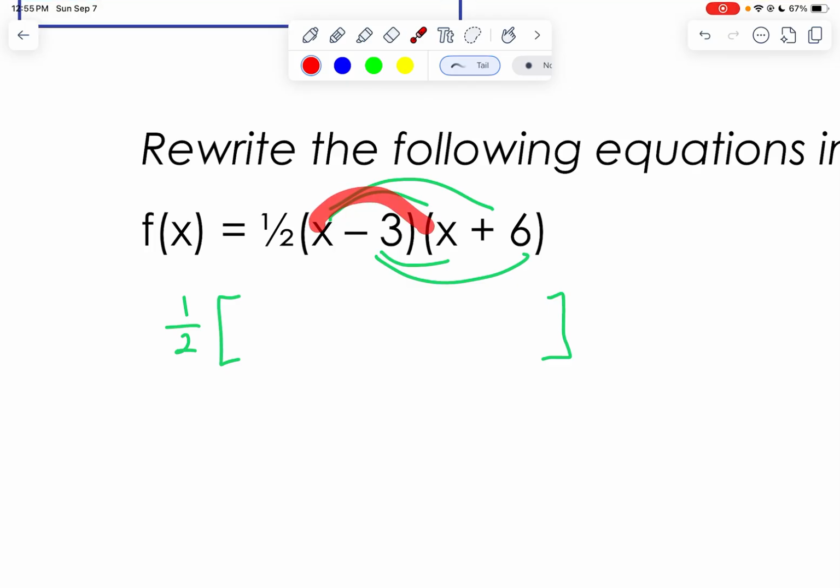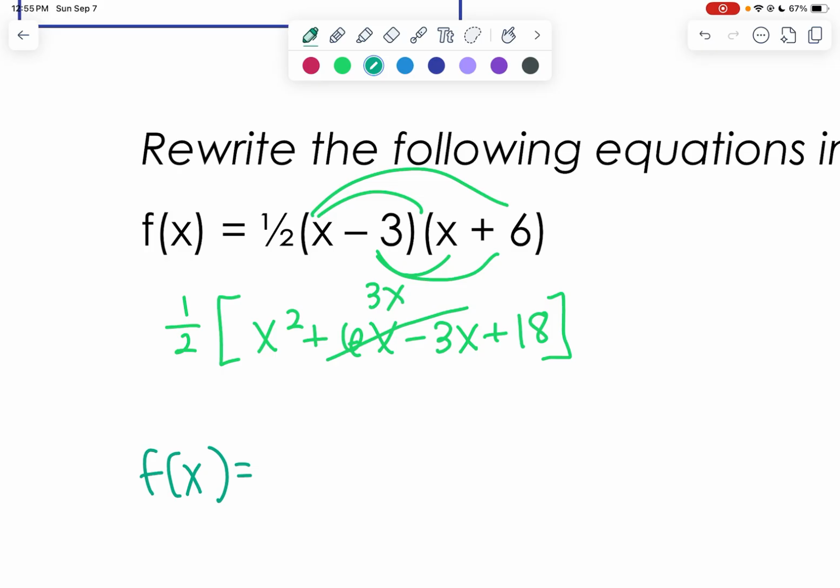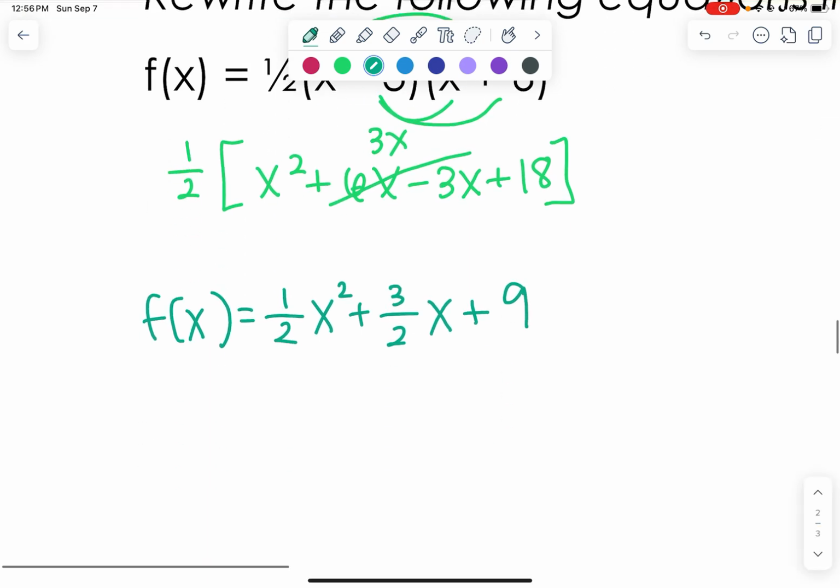So x times x would be x squared. Okay, x times 6 would be 6x. And then that would be minus 3x, and then negative 3 times 6 would be 18. So 6x minus 3x is just positive 3x. Then you distribute the 1/2. So that would be f of x equals 1/2 x squared plus 3/2 x plus 18 split in half is 9. Okay, that's it.